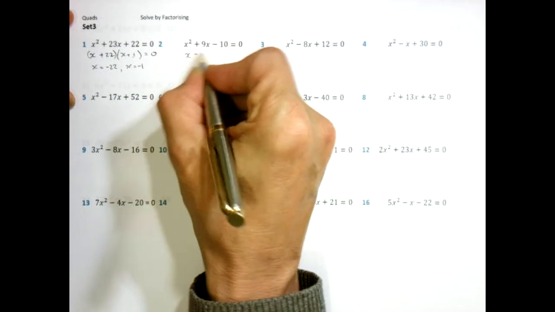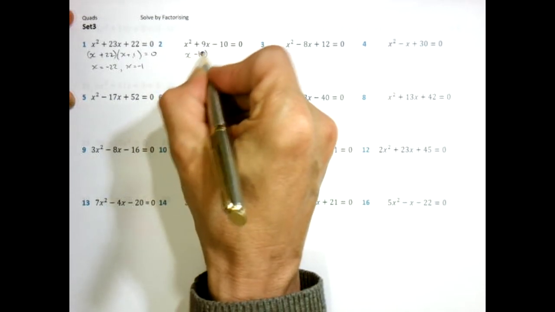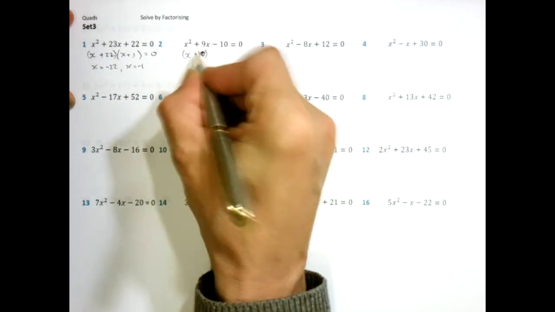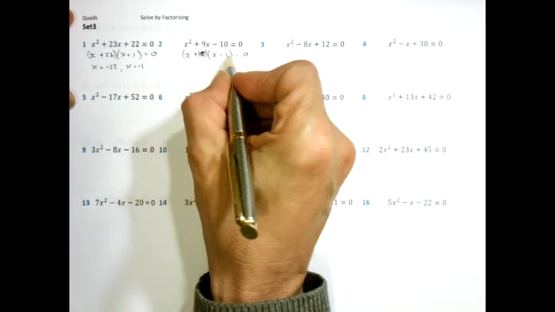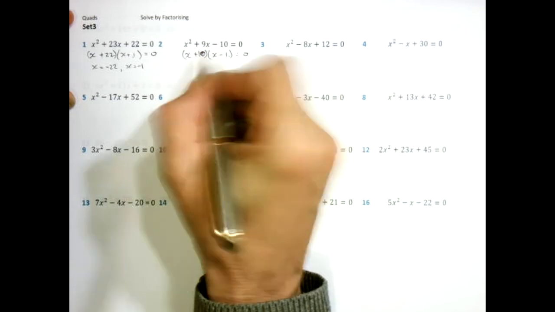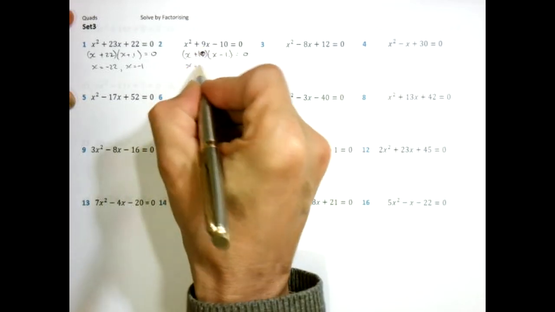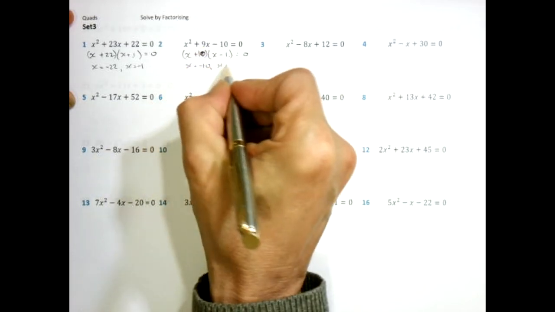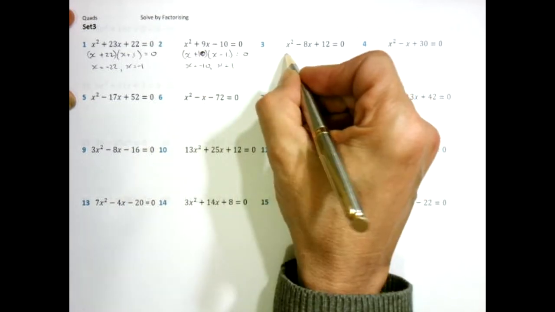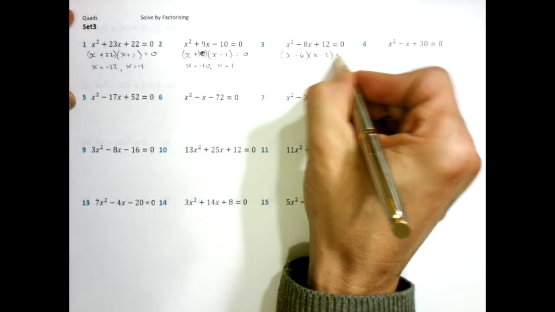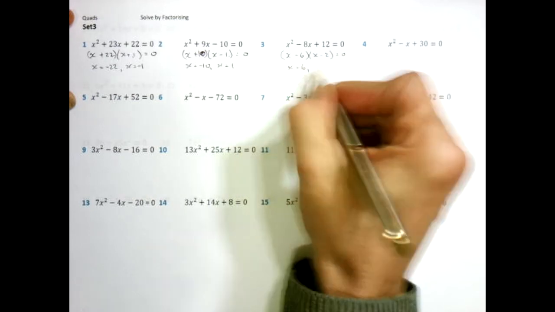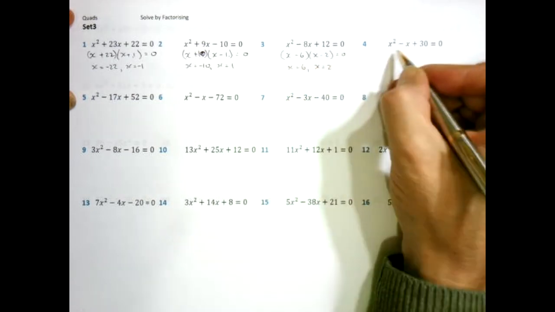x minus 9, x minus 1 equals 0. Multiply to 10, add up to 9. x is 10, x is 1. Next, x minus 6, x minus 2 is equal to 0. x is 6, x is 2.